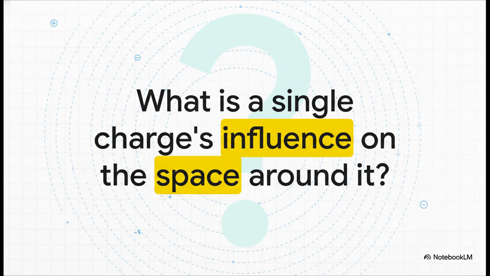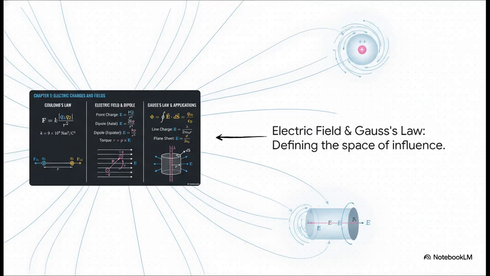Okay, so we understand the force between two charges, but just think about it for a second. What if there's only one charge? Does it have any effect, any influence on the empty space around it? This very question leads us directly to our next big concept. And that influence is what we call the electric field. The formula is E equals KQ by R squared. You can think of it simply as force per unit test charge. Essentially, every charge creates its own area of influence all around it.